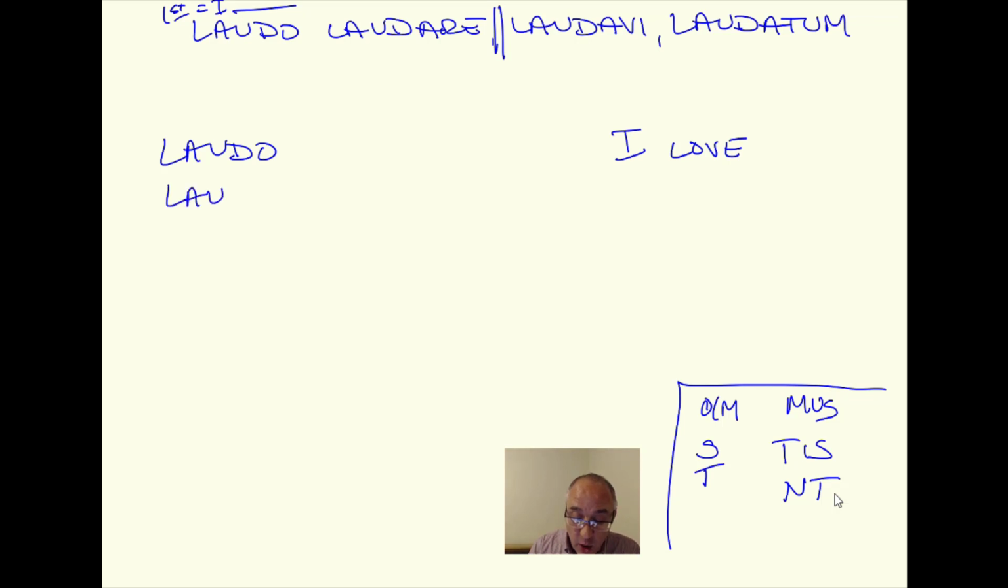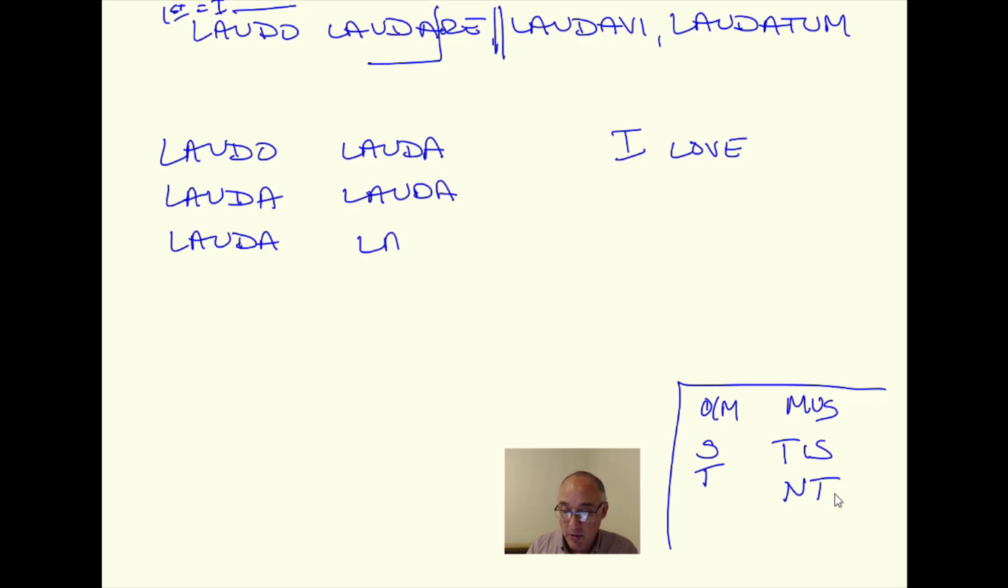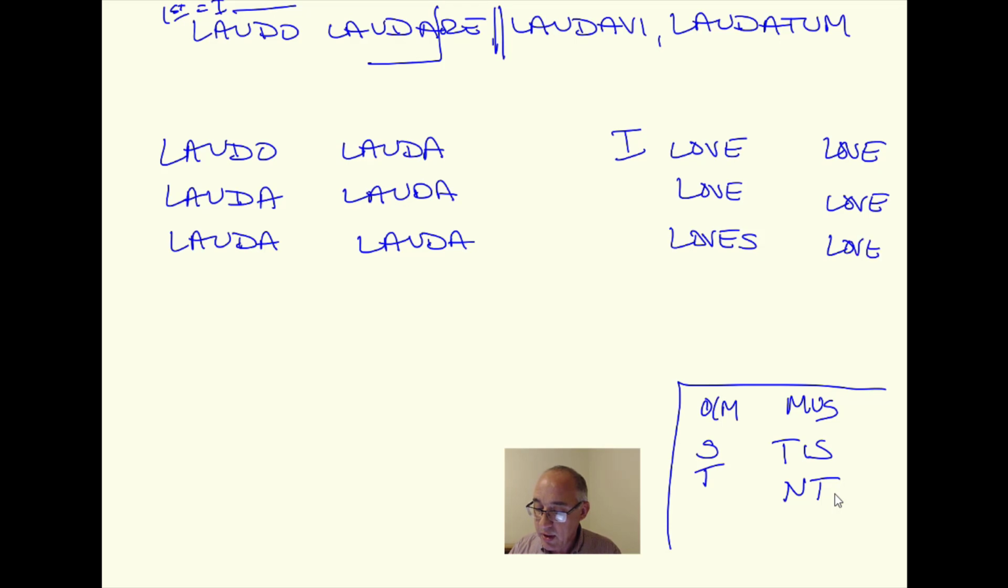Now the rest of them are going to be built off of this present stem, lauda, lauda, lauda, lauda, lauda. Seems kind of silly, doesn't it? But it's the same thing as if we were to write love, love, loves. That's one peculiarity you have to learn in English. Love, love, love. Doesn't make much sense by itself. Love. Who loves? Oh, we have to add something to it.